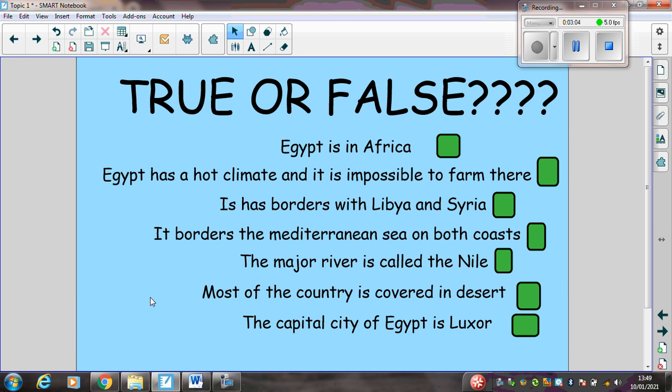And like I said, we're going to come back to this little quiz towards the end of the session to see how many you got correct and see how many, as we go through the lesson, you could actually answer.